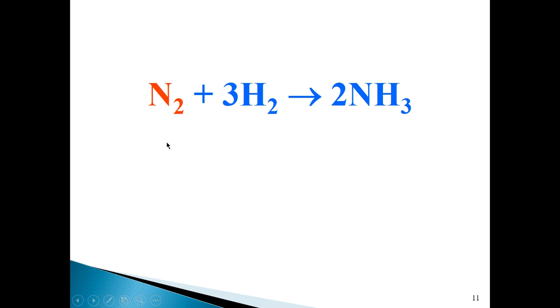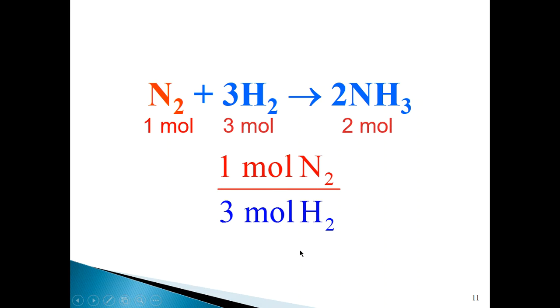So for example, if you look at this equation, which is already balanced, then you can basically write down a mole ratio, which represents the relationship between any two of these substances. For example, you could look at the relationship between the nitrogen and the hydrogen. That's a 1 to 3 mole ratio. You can write it like this, or you can switch it up. You can have the moles of hydrogen above and the moles of nitrogen below. So that's one example of a mole ratio.